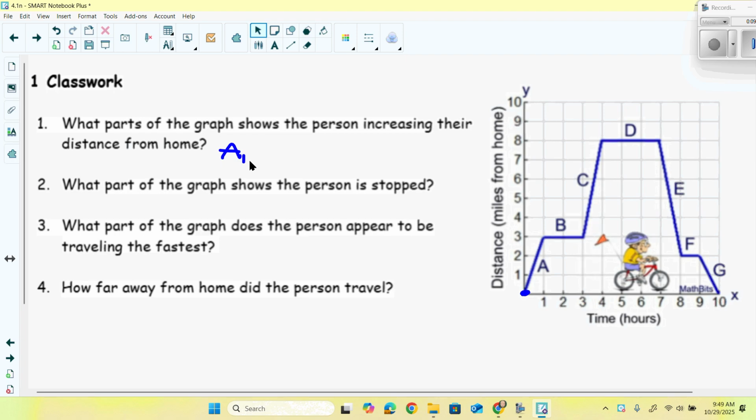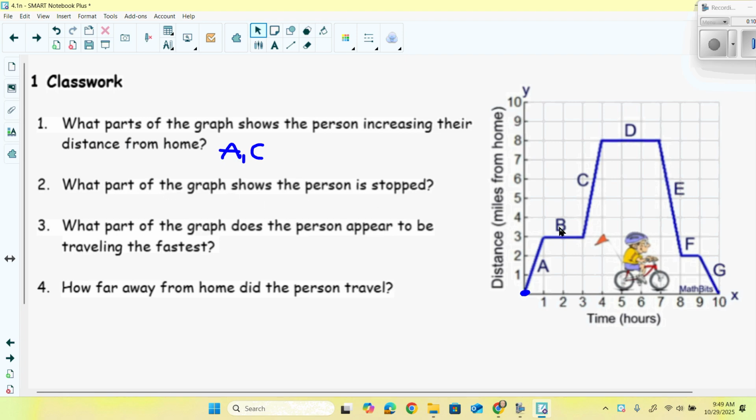And then C is another place where we're increasing our distance from home. Finally, we rest. And then now we're decreasing our distance from home. And then resting and then decreasing. We're getting home. So in 10 hours, we've gone 8 miles away from home in kind of a not consistent way, but whatever, we're out for a bike ride. And then once we get 8 miles away, we decide we do some stuff and then we come home. What part of the graph shows the person is stopped?